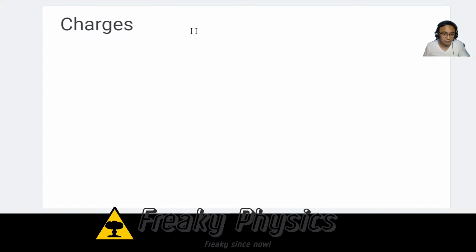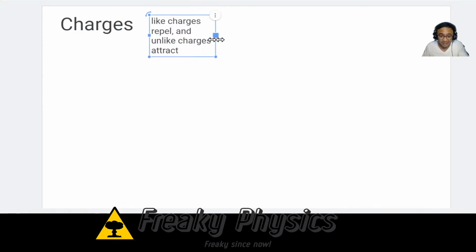So what happens with static electricity, right? Okay, this one's pretty easy. What happens when you put two negative charges together? Oh, they repel. Okay, so we know this from before. Like charges repel, and unlike charges attract.